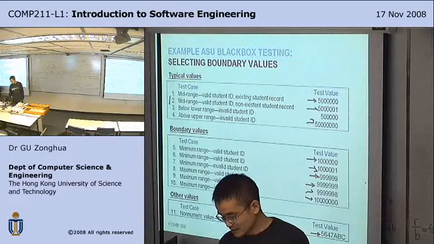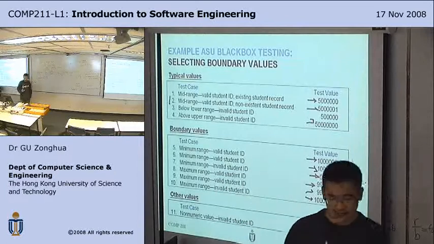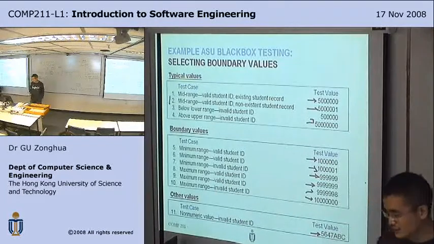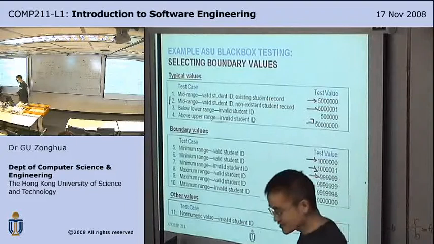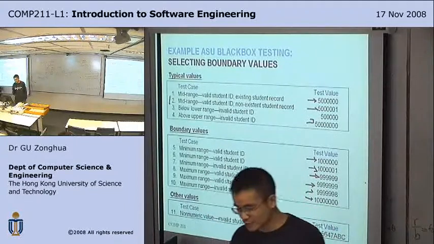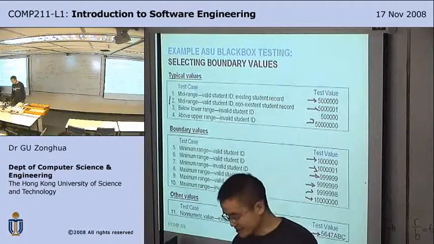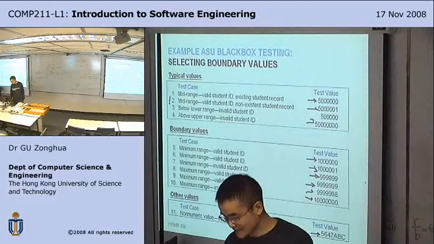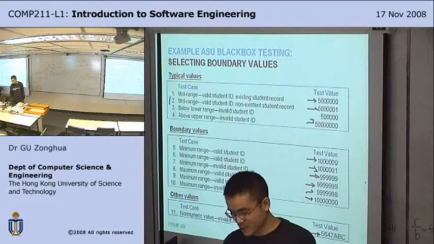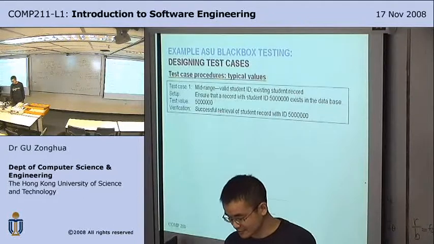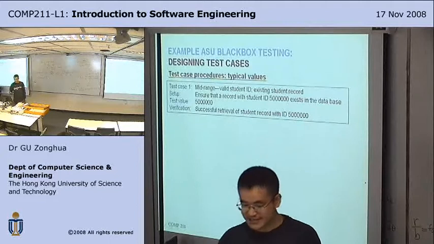So the black box tester doesn't care how you implement the system. As long as the system responds with the correct error messages when you get invalid inputs, it passes the black box testing. So that's the test inputs.